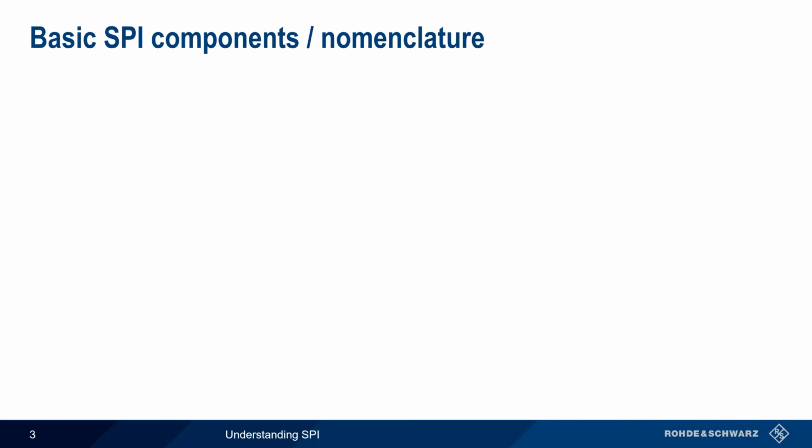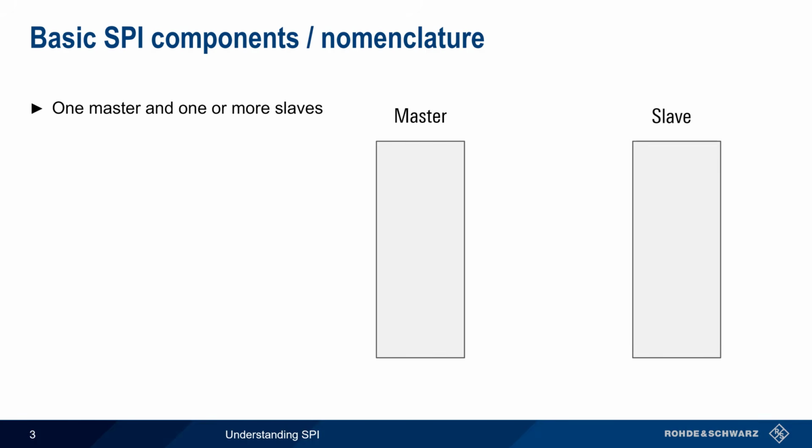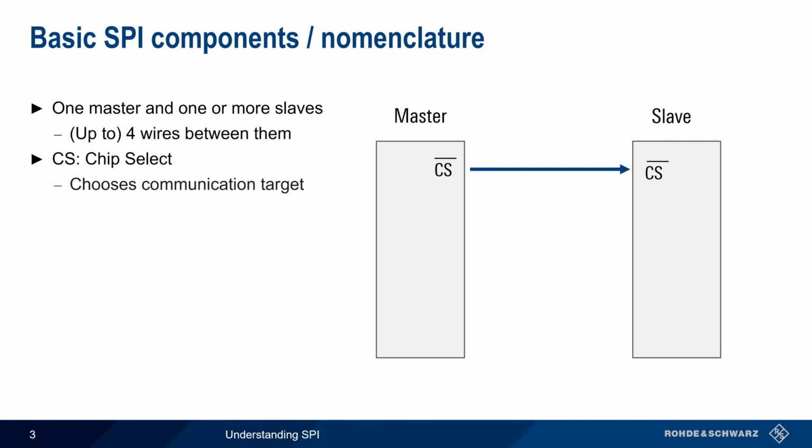SPI is a so-called master-slave protocol with a single master and one or more slaves. The master is sometimes also called the controller, and slaves are sometimes called peripherals. Master and slave are normally connected by 4 wires, although in some special cases, not all of these 4 wires are required. The chip select wire is used to select which slave the master wants to communicate with.